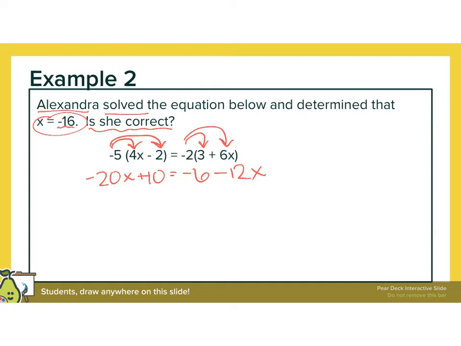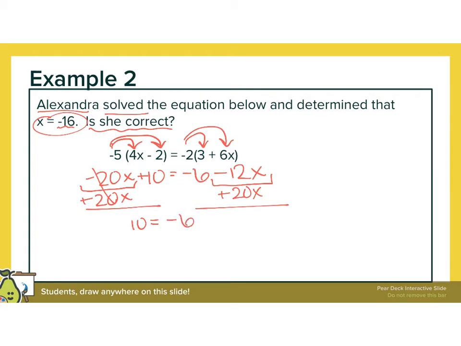Step 3, I need to get my variables on the same side. So I have negative 20x on the left and negative 12x on the right. I'm going to choose the smaller one to move. That way I'll end up with a positive x. So I'm going to get rid of these negative 20x's by adding 20x on both sides. So this is step 3 that we're doing. These go away. I'm going to bring down my 10. Then over here, I'm going to bring down my negative 6.